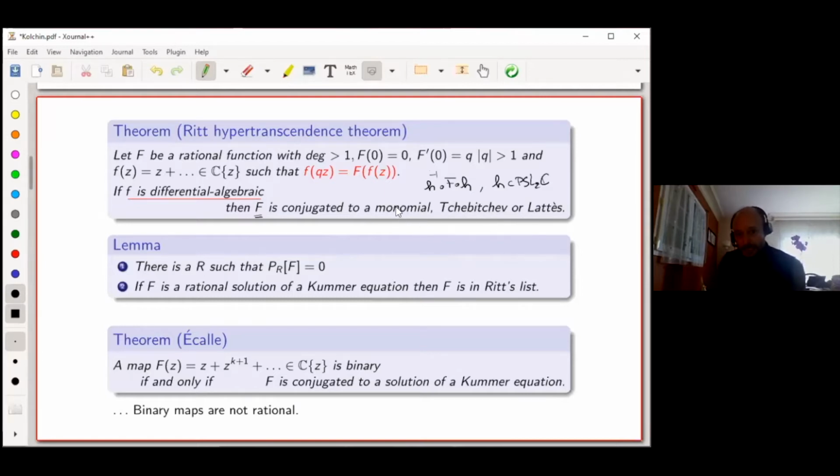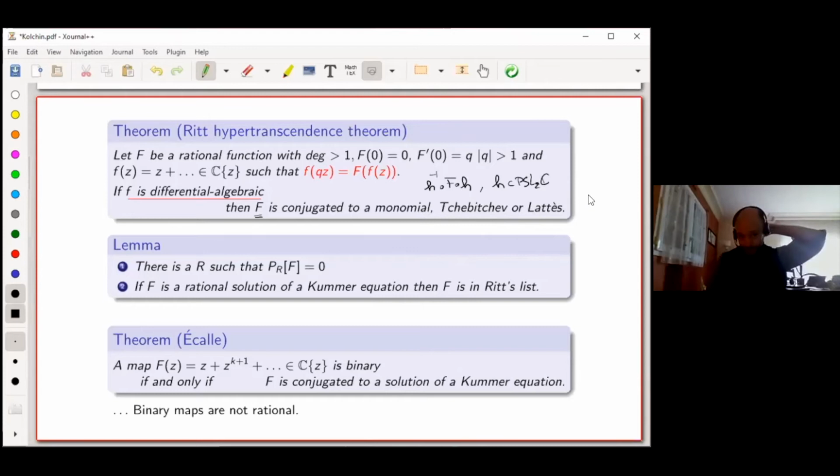Basically, monomials are related to the exponential. Chebyshev is related to the cosine function. In the same way, the monomial and Chebyshev are related to their functions, and lattice is related to the Weierstrass P function.